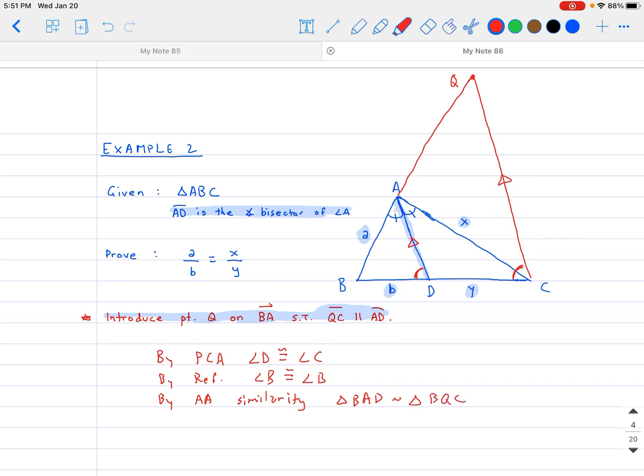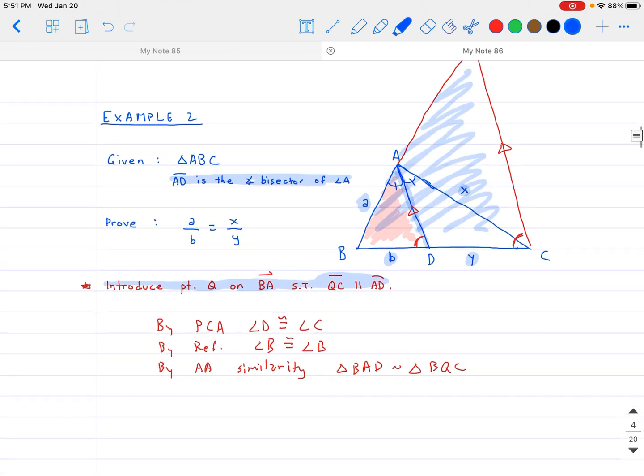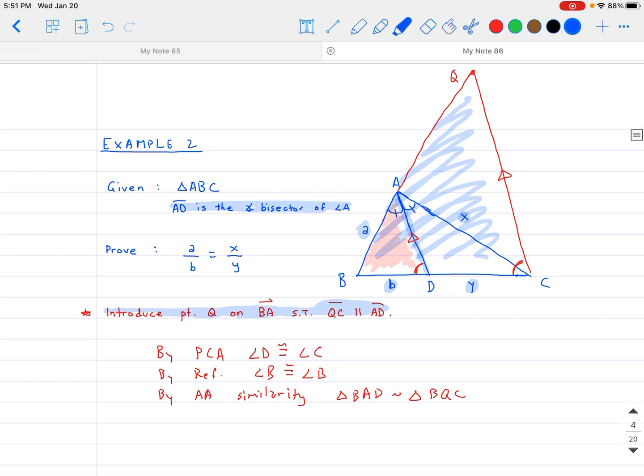So meaning that the smaller triangle located right here is going to be similar to the bigger triangle that is located right here. All right. So let's see if we can kind of write out some sort of result from that then. Okay. So then because the two triangles are similar to each other, we can now say that by definition, right, of similar triangles, then that means that BA divided by AQ is equal to BD divided by DC.